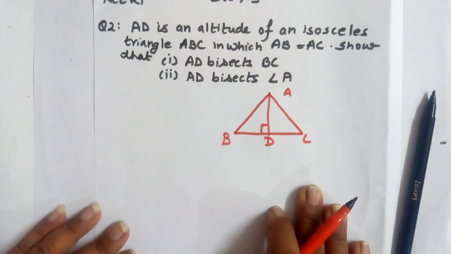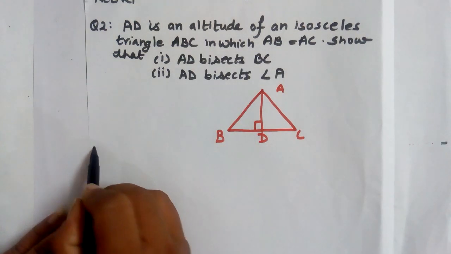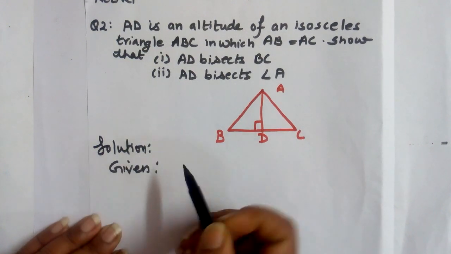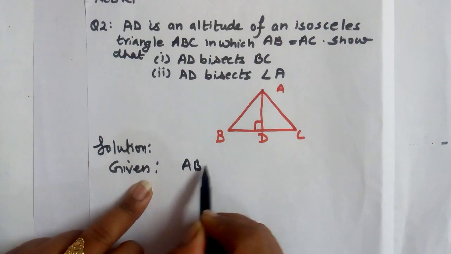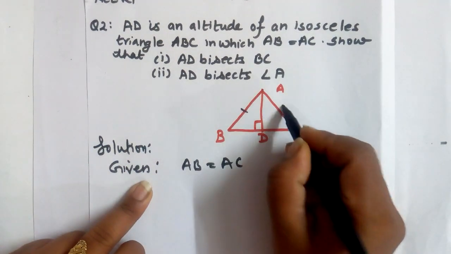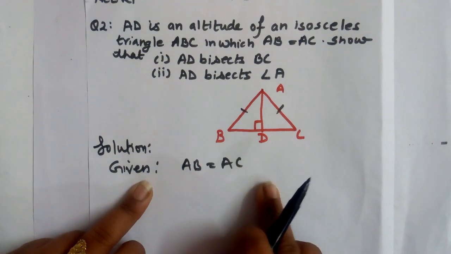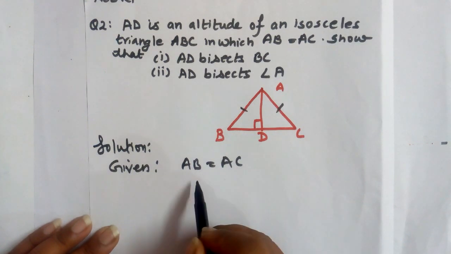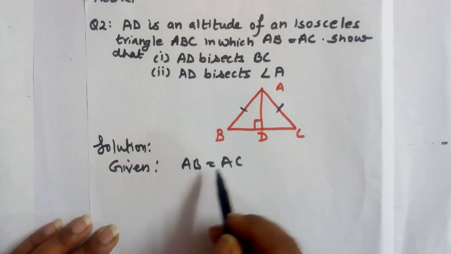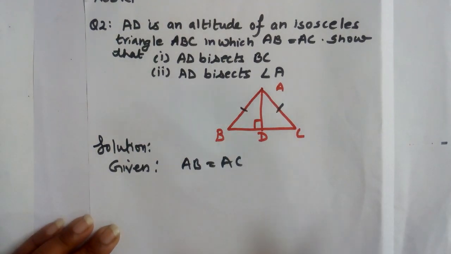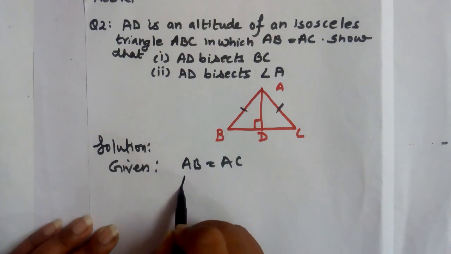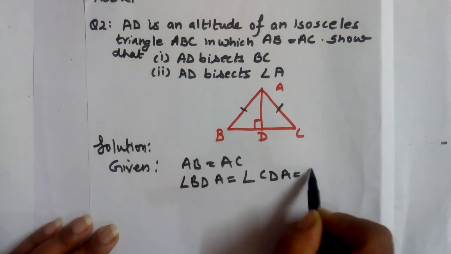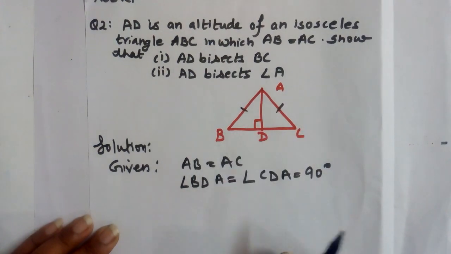Now come to the question. First of all, what are we going to write? Given. So what is given? AB is equal to AC, because this is an isosceles triangle and it is also given. And AD is an altitude on BC, or to make it simple for us, we can write angle BDA is equal to angle CDA, that is equal to 90 degrees. These two angles are equal to each other.